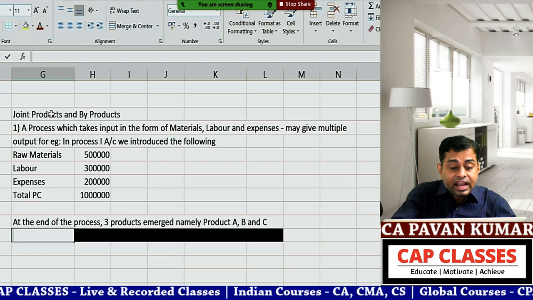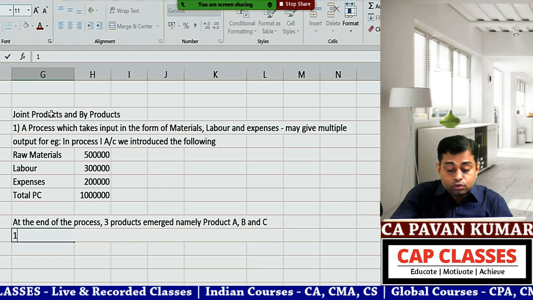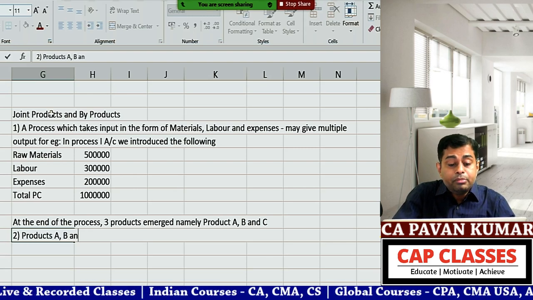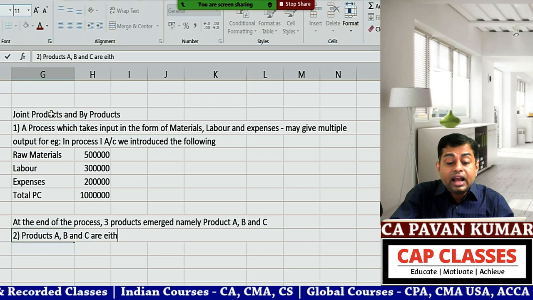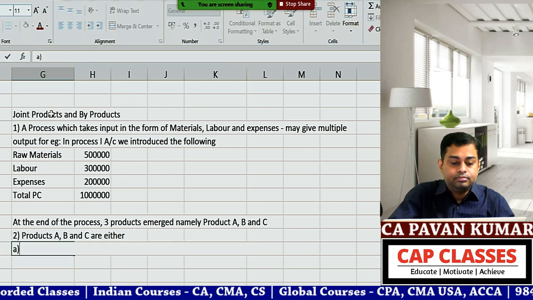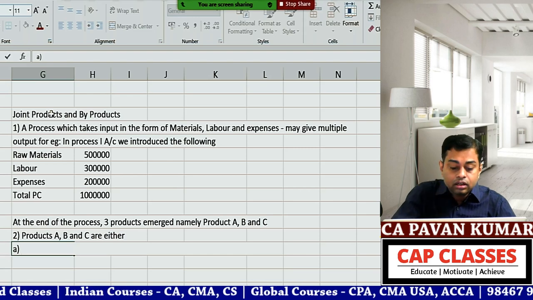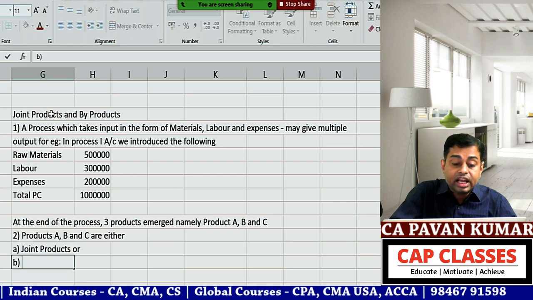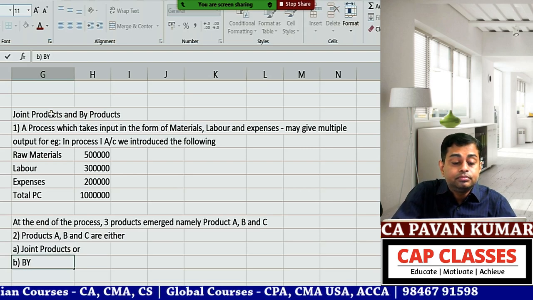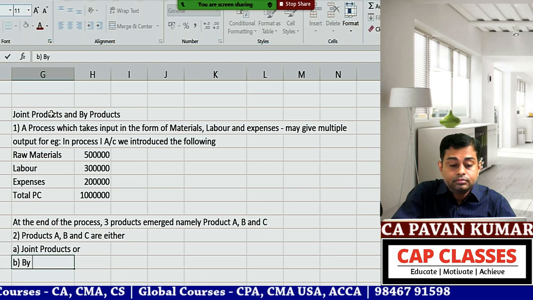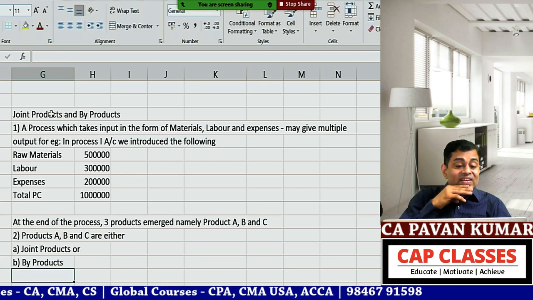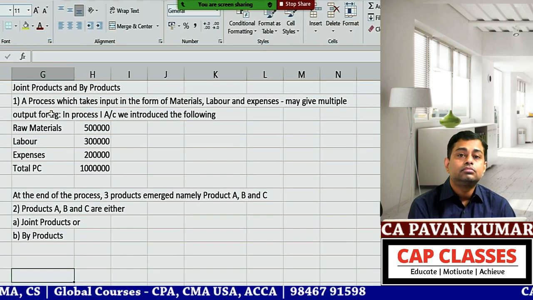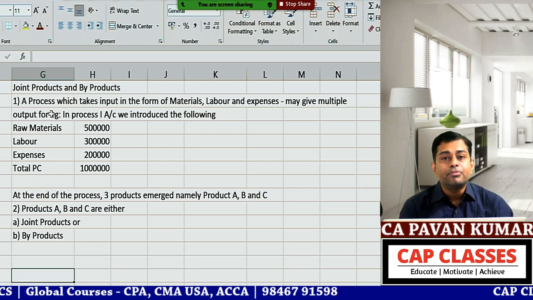Point number 2. Products A, B and C are either joint products or byproducts. They can be either joint products or byproducts.